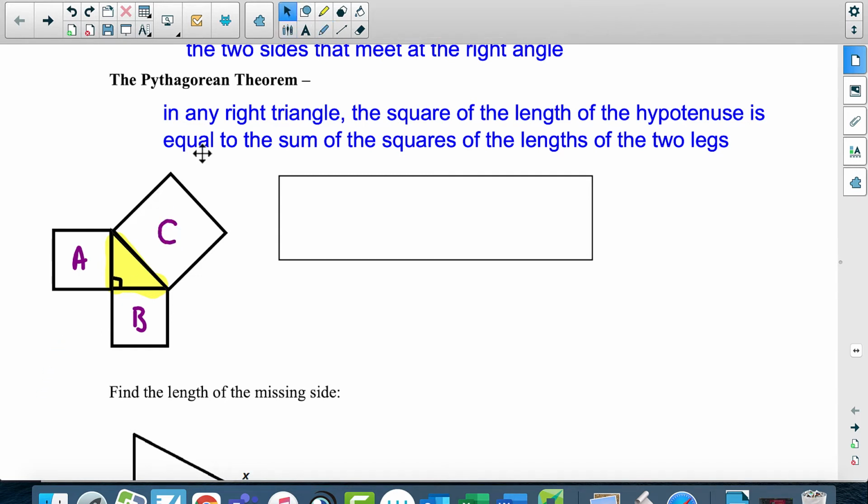Now, let's go one step further. Let's actually call this side of the right triangle, little a there. And this side of the right triangle, this leg here, we'll call it B. And this side here, the hypotenuse, we're going to call it C.